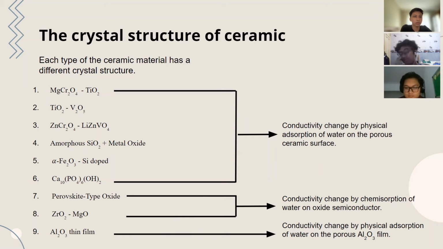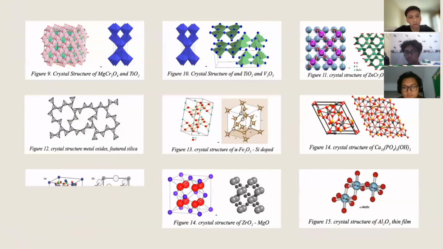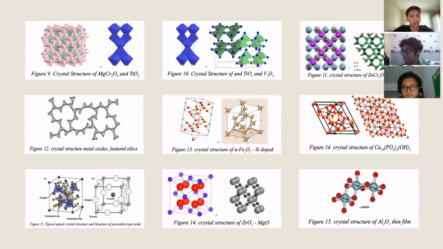Next, this is the illustrative image of the crystal structure. As we can see, it has a name below the image. MgCrO and titanium oxide are on the left top corner, and the second, third, and so on are on the right side, and the bottom right corner is number 9, the crystal structure of ALO thin film.